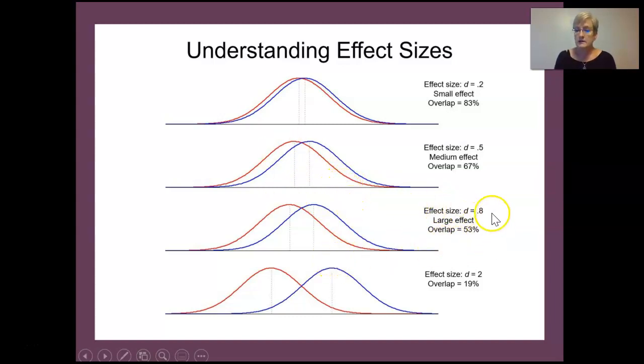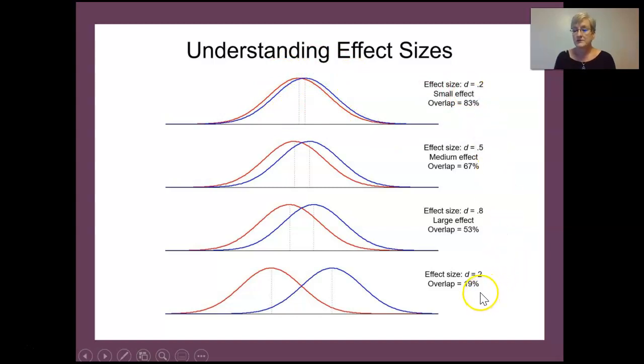Now, if we go down here, if on my test I am finding this level of difference, now my overlap has dropped down to 53%. This is a pretty large effect that would be considered to be fairly reliable and meaningful descriptively. So if I had a test that detected that, I would be much more confident in saying that there was a sex difference than if I had a test which revealed an effect size of only 0.2.